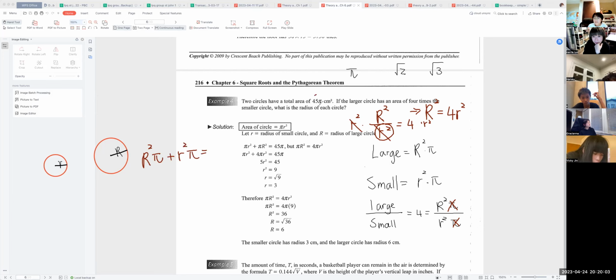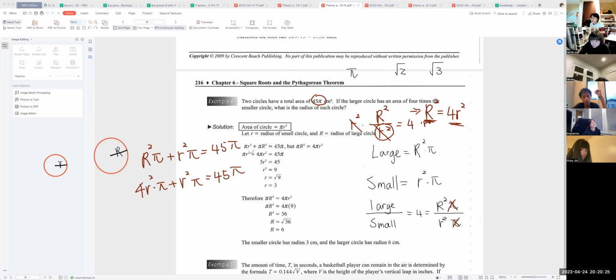So now we know bigger R squared pi plus smaller r squared pi equals what? Equals 45 pi, correct? But we know R squared equals 4 r squared, so we have 4 r squared times pi plus r squared pi equals 45 pi. Do you understand this part? I'm going to stop here. Graciana? Yeah, take notes.